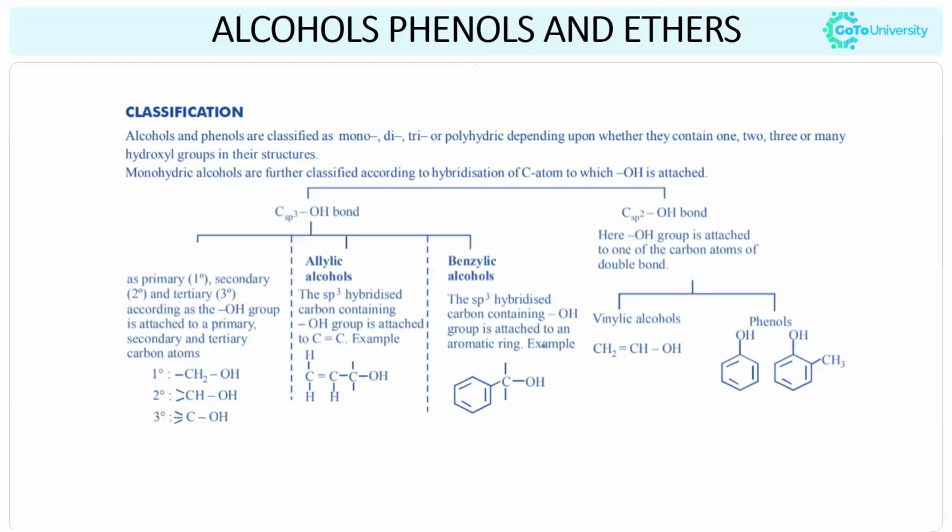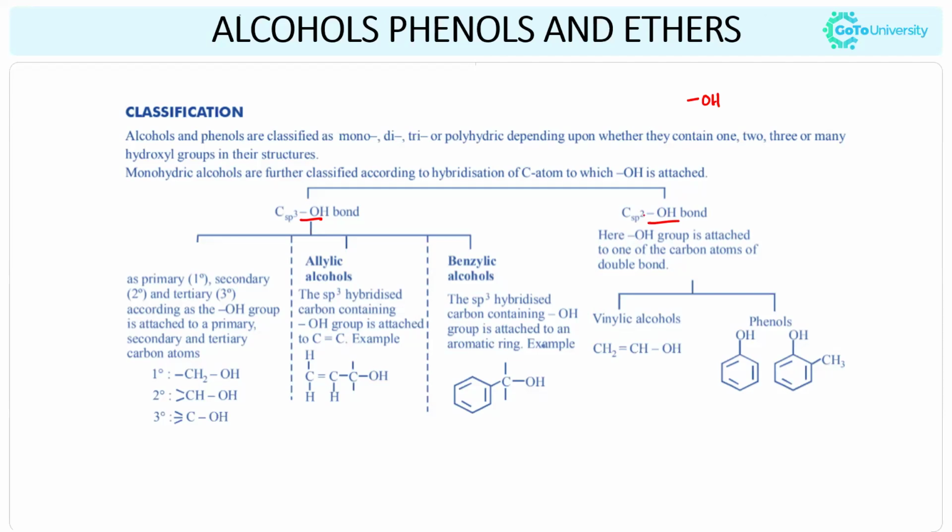So we know that alcohols are compounds containing a hydroxyl group, right? Hydroxyl group means the OH group. So first we have to know how to classify the alcohols. Usually alcohols can be classified based on the number of hydroxyl groups and based on the carbon atom which contains the hydroxyl group. Here first we have two classifications, that is sp3 hybridized carbon and sp2 hybridized carbon.